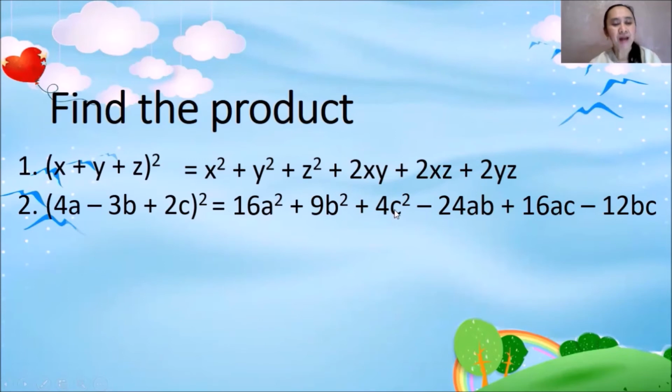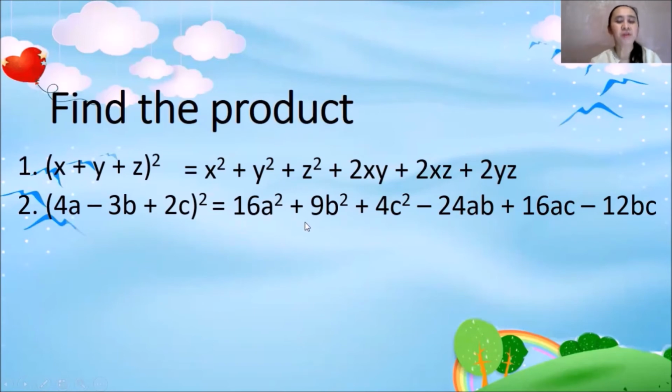At ang pang-apat ay ating imumultiply ng dalawang beses ang first term at second term, kaya 2 times 4 ay 8. 8 times negative 3 is negative 24 or minus 24. And 8 times b is ab. Ang panlimang term ay imumultiply natin ng dalawang beses ang first term at ang third term. Kaya 2 times 4 ay 8 and 8 times 2 ay 16 plus 16. 8 times c is ac.